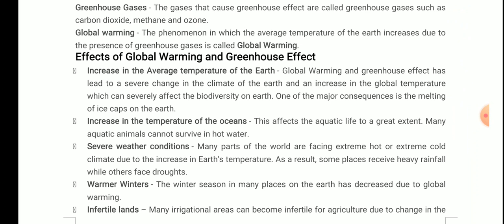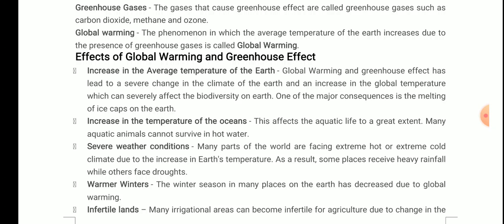Greenhouse gases. The gases that cause the greenhouse effect are called greenhouse gases. Examples of greenhouse gases are carbon dioxide, methane, and ozone. So the gases due to which the greenhouse effect takes place are called greenhouse gases, such as carbon dioxide, methane, and ozone.